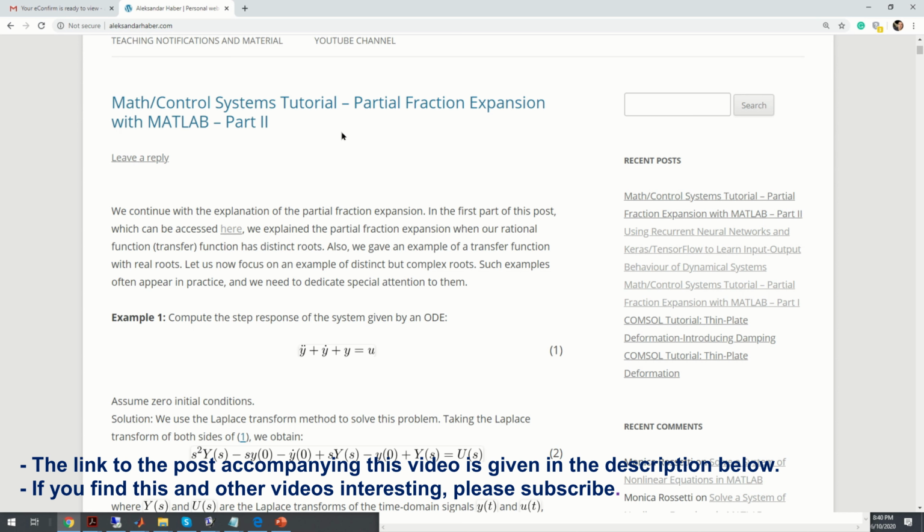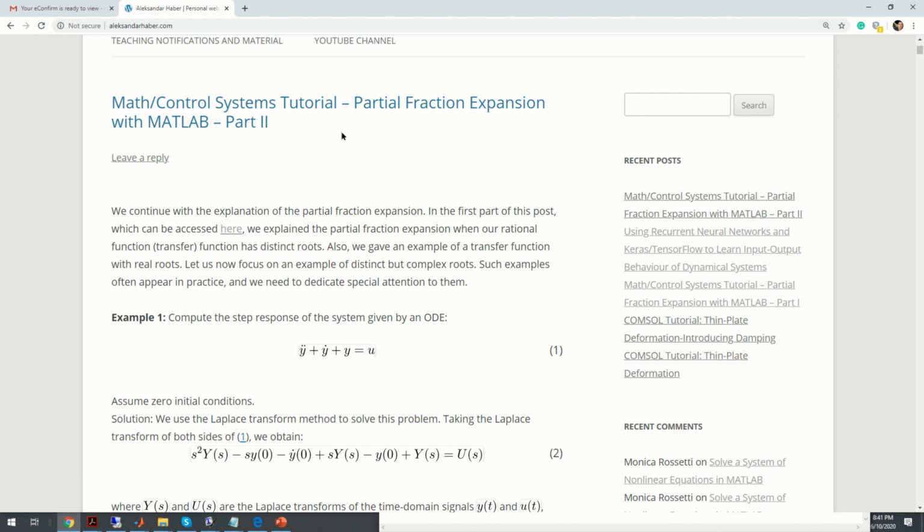Hello everyone. This is my second video on partial fraction expansion. Basically, in the first video, I explained how to compute the partial fraction expansion when a transfer function or rational function has distinct poles. And I gave an example of a transfer function with real poles. In this video, we are going to explain how to compute the partial fraction expansion when the function has distinct but imaginary poles.